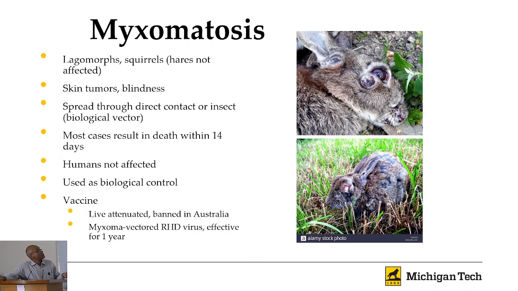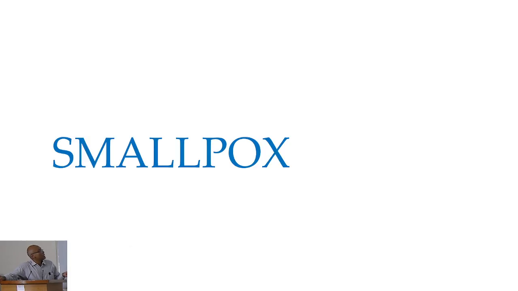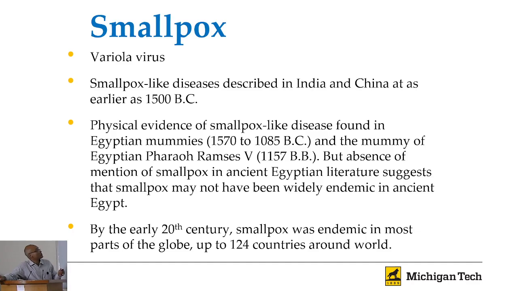So I'll skip those because these are animals. Let's go to smallpox. So the variola virus. This is a smallpox-like disease described in India and China as early as 15,000 BC. There is physical evidence of smallpox-like disease found in Egyptian mummies. If you look carefully, and people have studied this already, they have pox-like lesions on the body in the mummies.